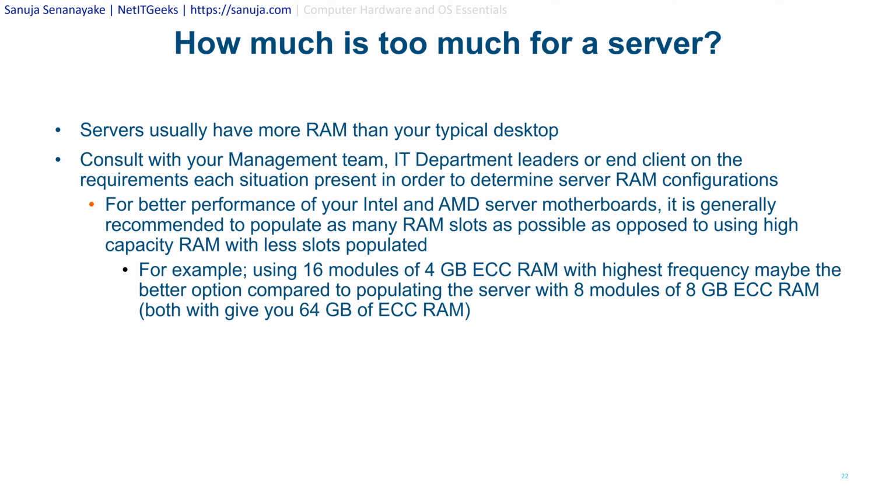What that means is basically using 16 modules of 4 gigabyte ECC RAM with the highest frequency may be a better option compared to populating a server with 8 modules of 8 gigabyte ECC RAM with a lower frequency than what you could get with the 4 gigabyte ECC RAM. Both will give you 64 gigabyte of ECC RAM, but having 16 modules of 4 gigabyte high frequency ECC RAM may be the more efficient system when you're building. So think about that, and again refer to your motherboard manual for the best option, but this is just a rule of thumb that we generally use with servers.